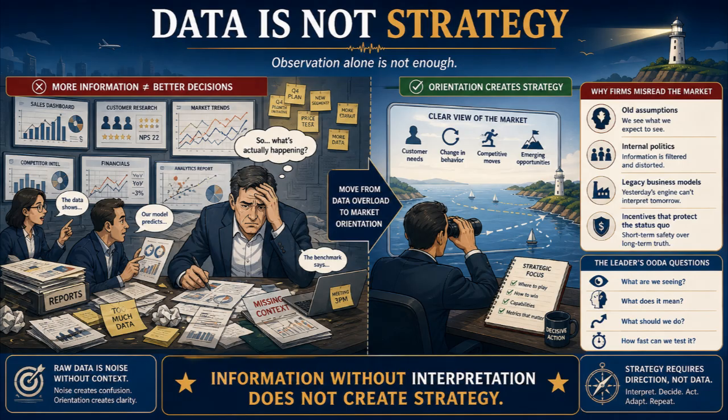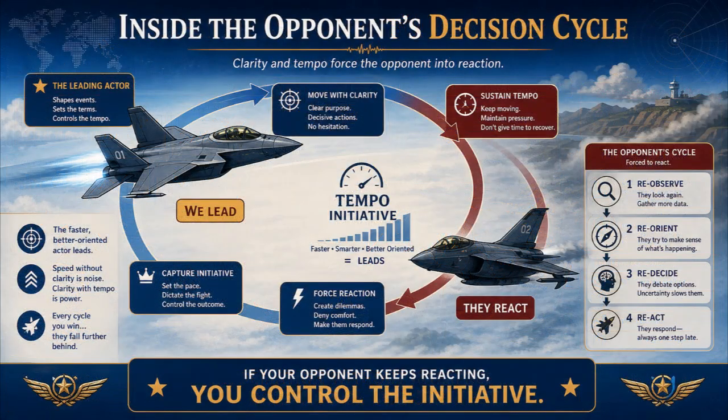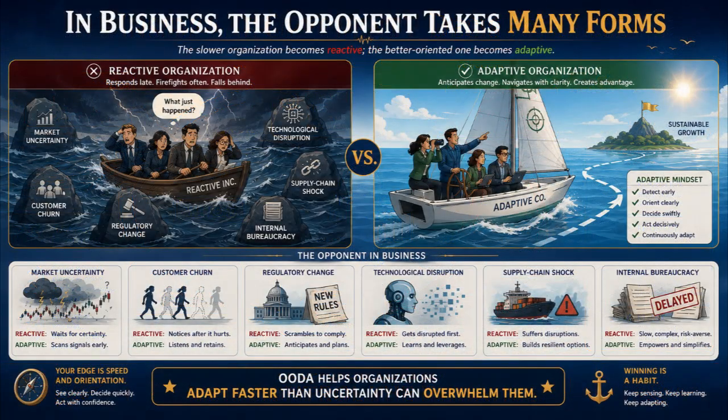Boyd's military logic also emphasized getting inside the adversary's decision cycle. In strategic terms, this means moving with enough clarity and tempo that the opponent is forced into reaction. A US Marine Corps University article describes the concept as forcing an opponent to reobserve, reorient, redecide, and react, thereby allowing the faster and better oriented actor to capture initiative. In business, opponent does not always mean a direct competitor. It can mean market uncertainty, customer churn, regulatory change, technological disruption, supply chain shock, or internal bureaucracy. The point remains the same. The slower organization becomes reactive. The better oriented organization becomes adaptive.